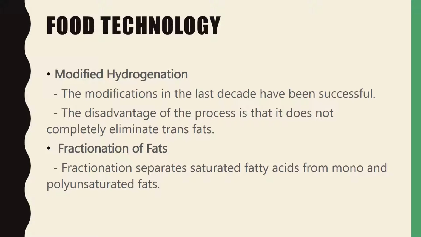Hydrogenation. Modifications over the last decade have been very successful. They've been successful in lowering trans fatty acid isomers in partially hydrogenated fats to less than 10%. One of the advantages of this process is that it's readily available for traditional soybean, cottonseed, and canola oils, and it results in a semi-hard shortening that's appropriate for baking and frosting.